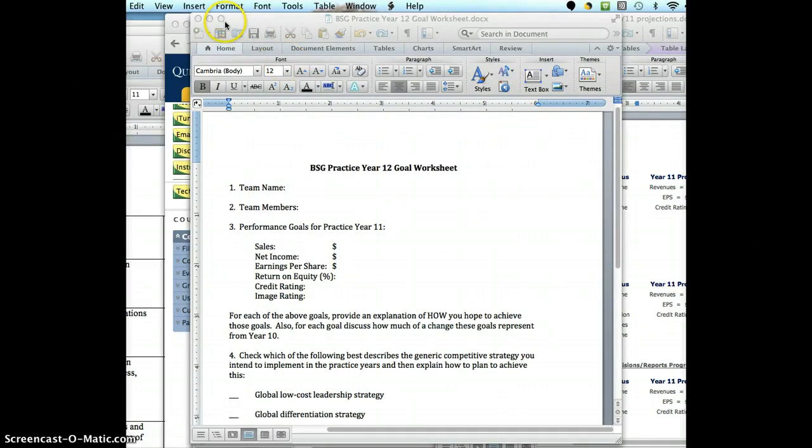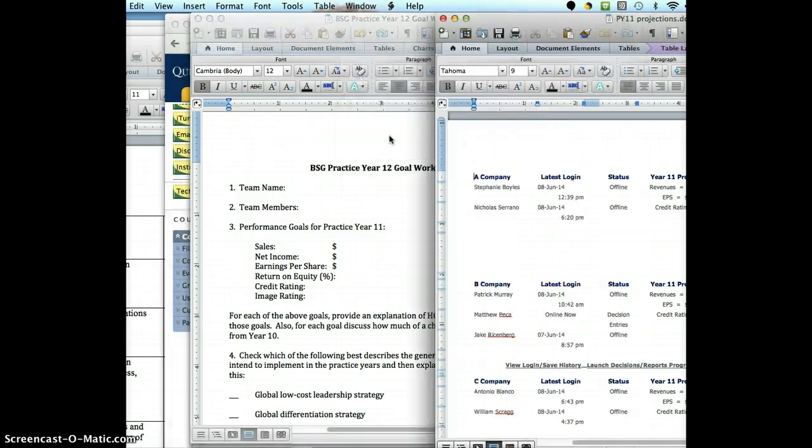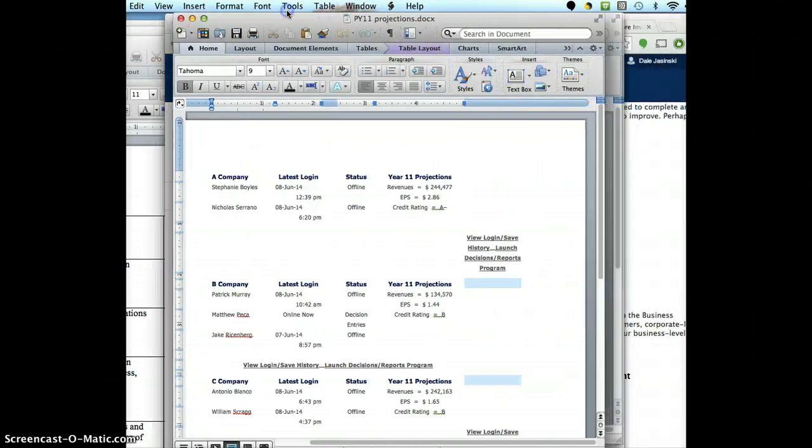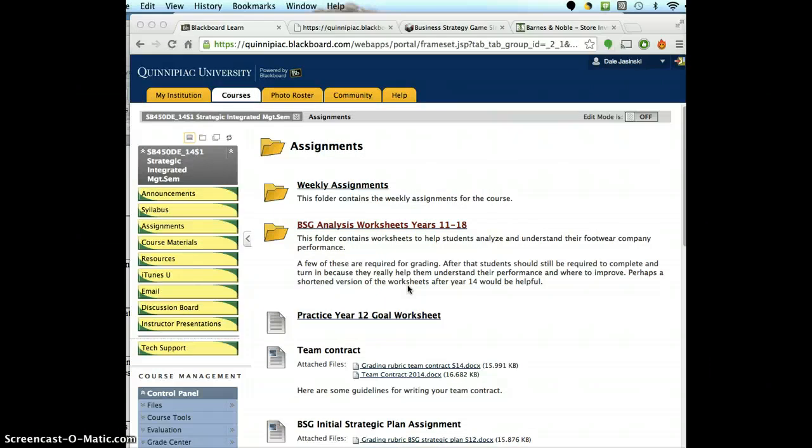I also sent out, for those of you who are uber about this or want to actually get better, a document this morning that captured your screens as I saw it and as you saw it before you turned it in, so you can see what you thought your revenues, your EPS, and your credit rating were going to be, and you can compare that to the actual. That's above and beyond if you want to do that, but at a minimum you need to do the practice year worksheet. So now I just toggled over to the actual Blackboard site.